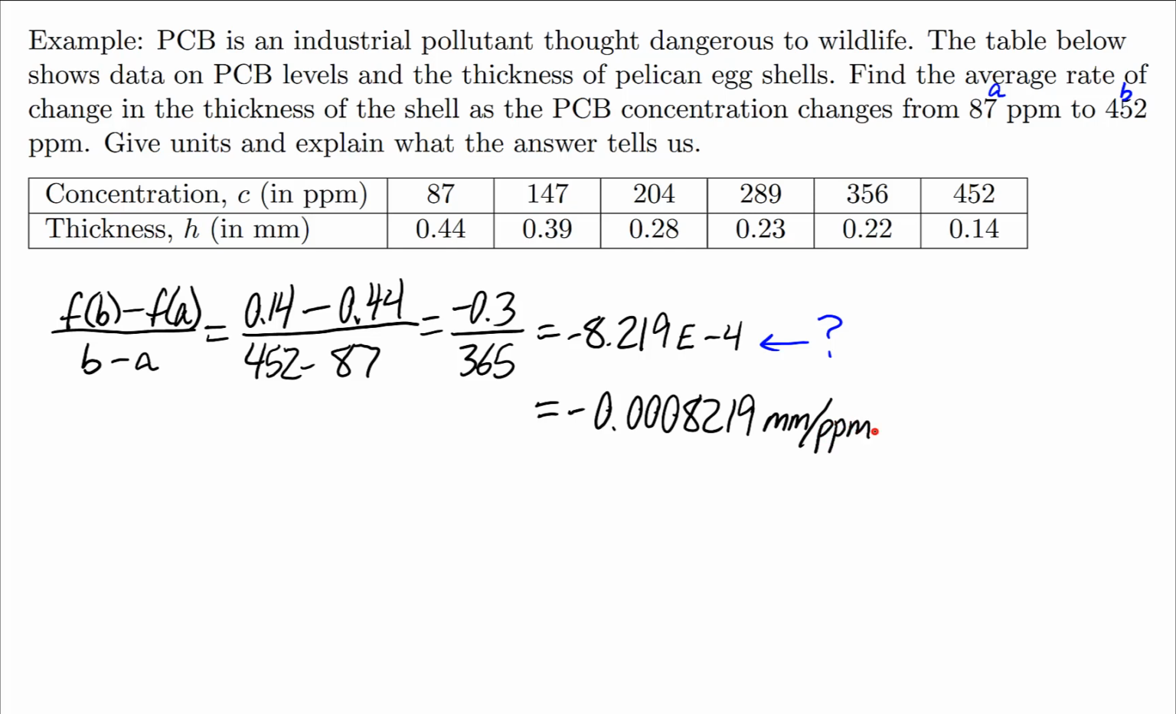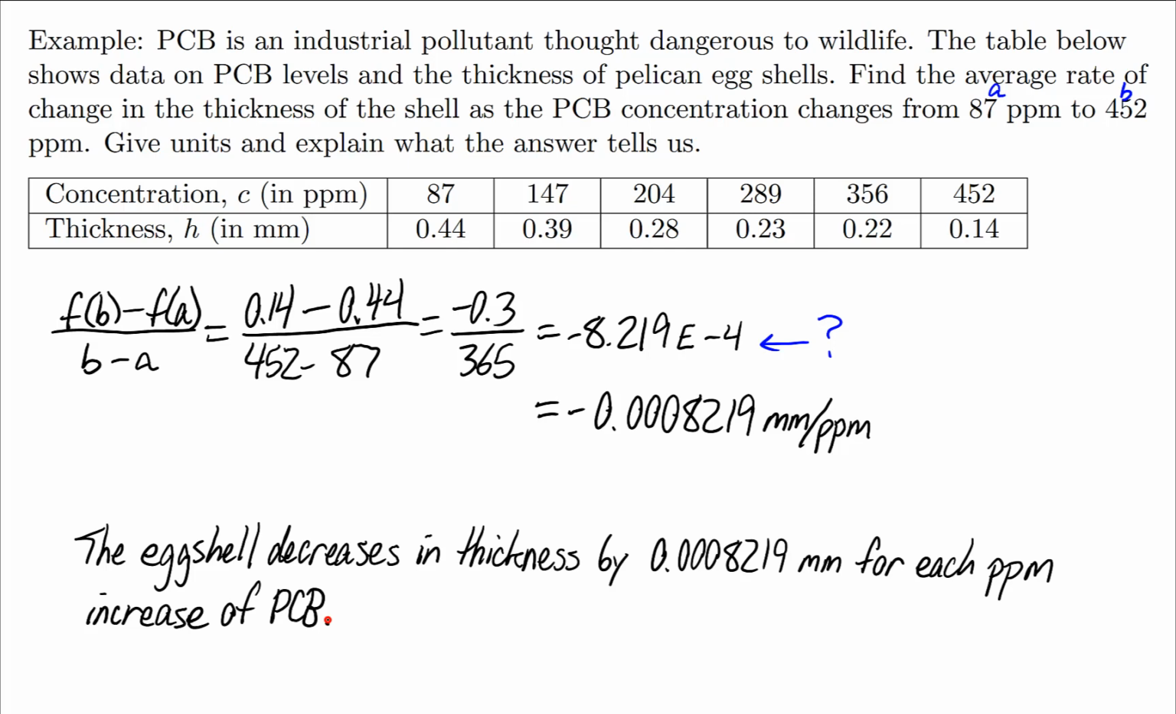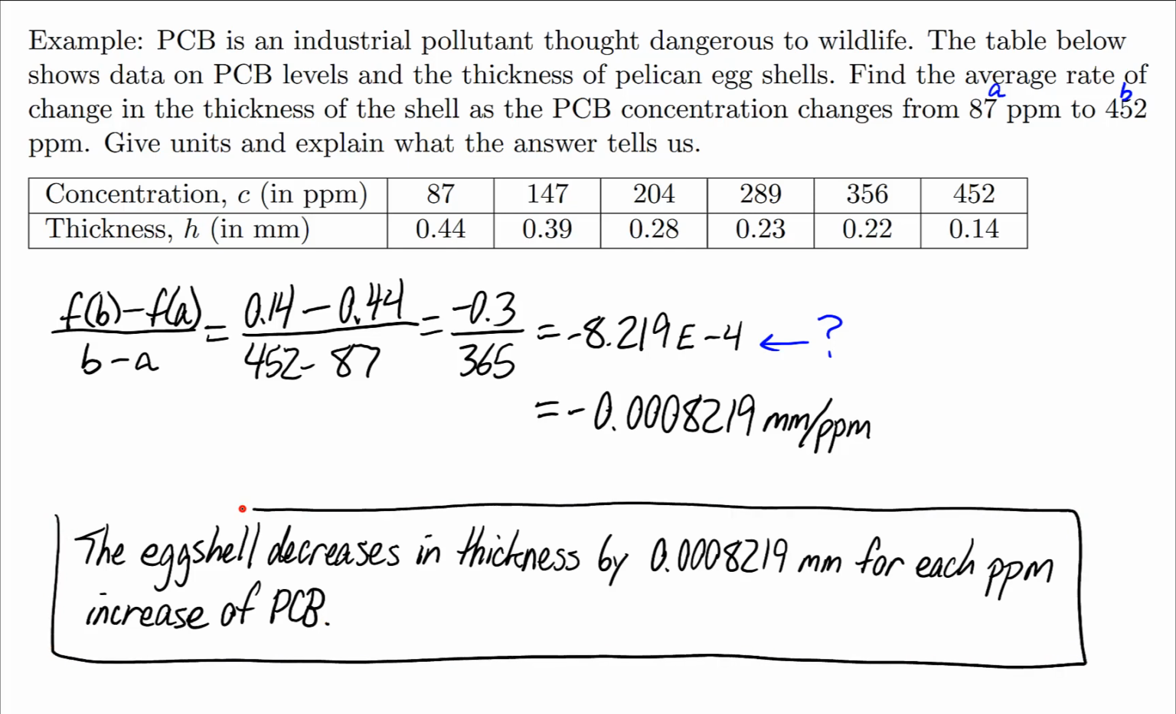Now it is a little bit small, but it grows over time. You can see how much it changed the pelican eggshell. The eggshell decreases in thickness by that very, very small number for each part per million increase of PCB. Like I said, it seems small, but it makes a big difference as it grows.